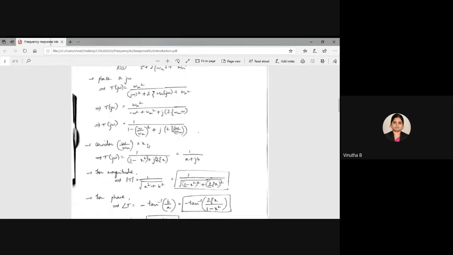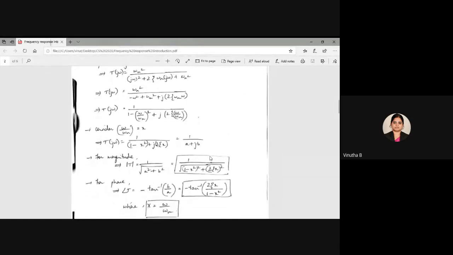Then consider omega by omega n as x. Just for simplicity in writing the expression, let us replace this term by x. So that will give you T of j omega is equal to 1 by 1 minus x square plus j times 2 zeta x, which is of the form 1 by a plus jb, where a is 1 minus x square, and b is 2 zeta x. So we will just write it as 1 by a plus jb.